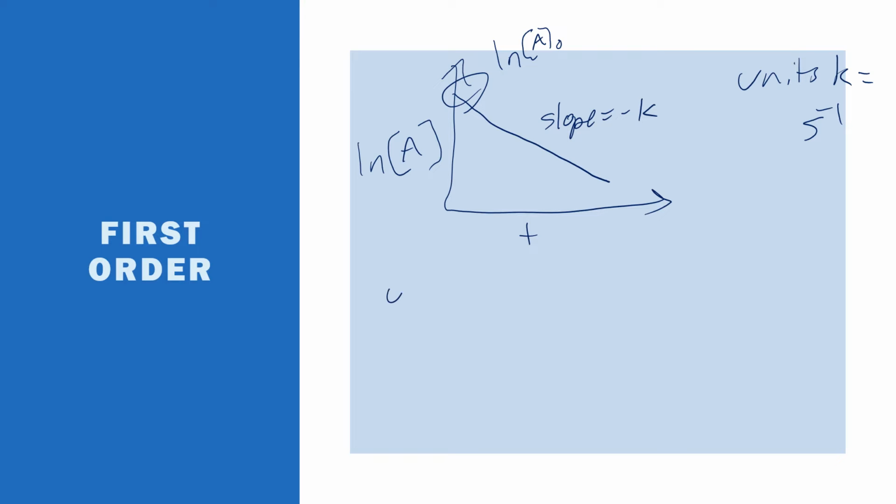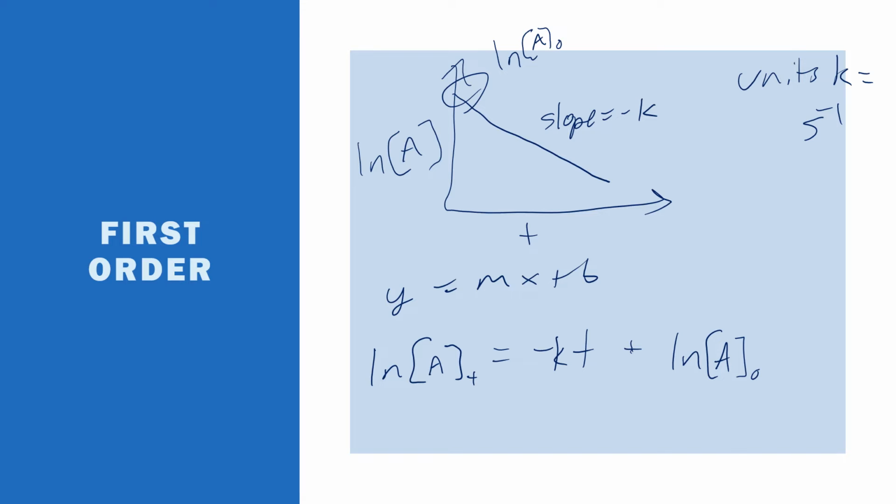And then if I'm going to write an equation for that line in y equals mx plus b format, our y values are the natural log of A at whatever time t. Our slope is negative k. X is just the time. And then our y-intercept is the natural log of A sub 0, our initial concentration. And again, this is called the integrated rate law. It helps us track the change over time. Or you can get the information from the graph itself. But yeah, first order, this is what the decay looks like.